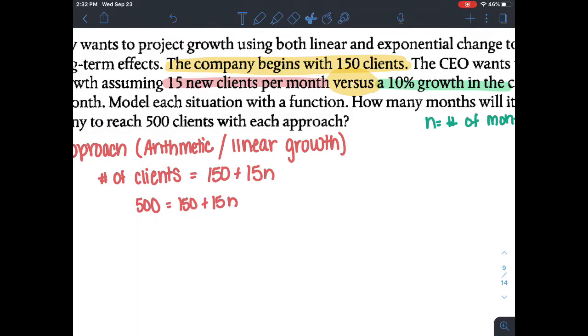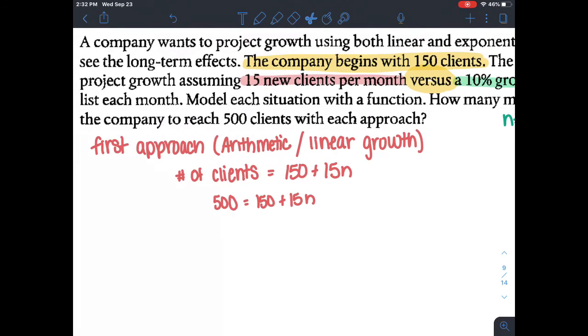Then we want to know when they're going to reach 500 clients. So I'm going to plug in 500 for the number of clients and then solve for N, because I want to know how many months it's going to take. And N was the number of months. So I'm solving for N, and I get 23 and a half months.